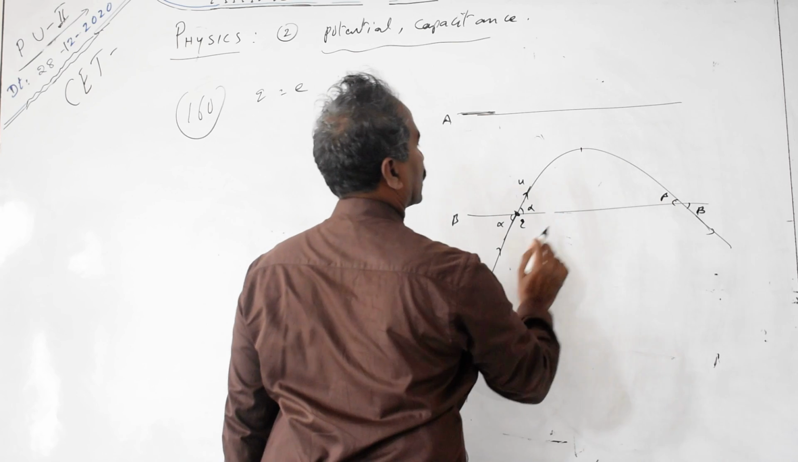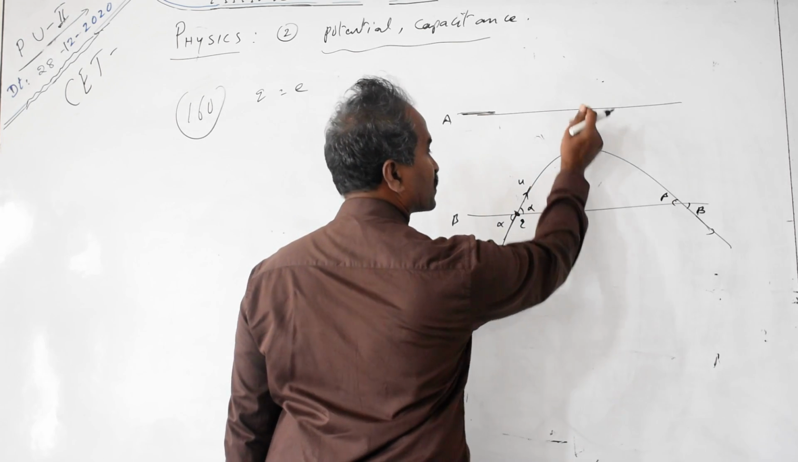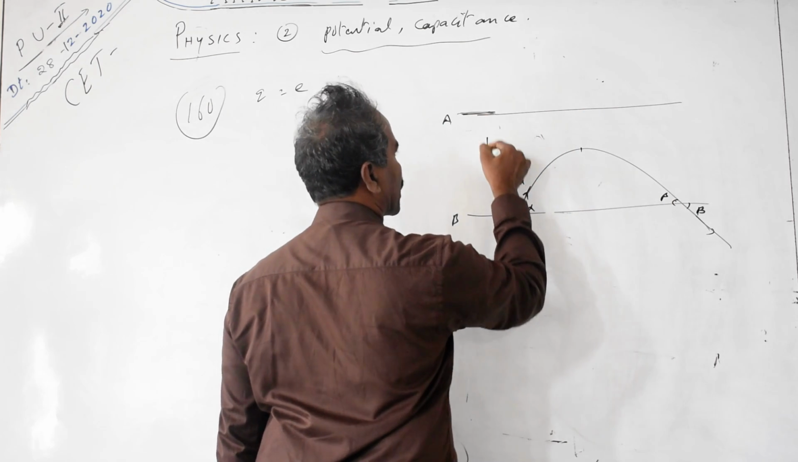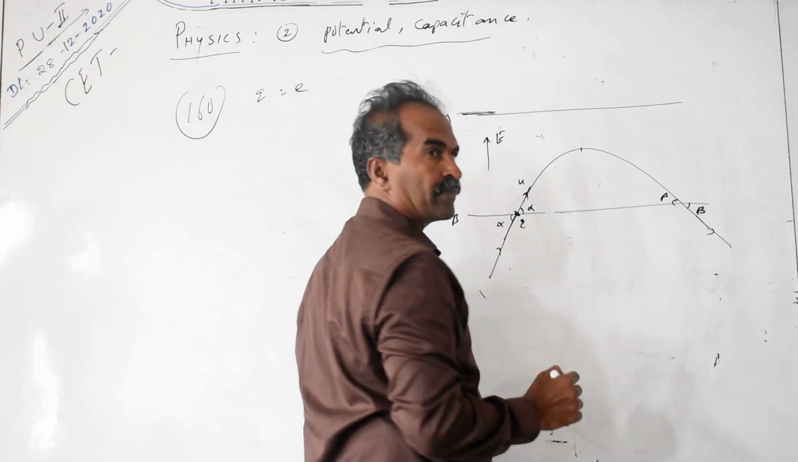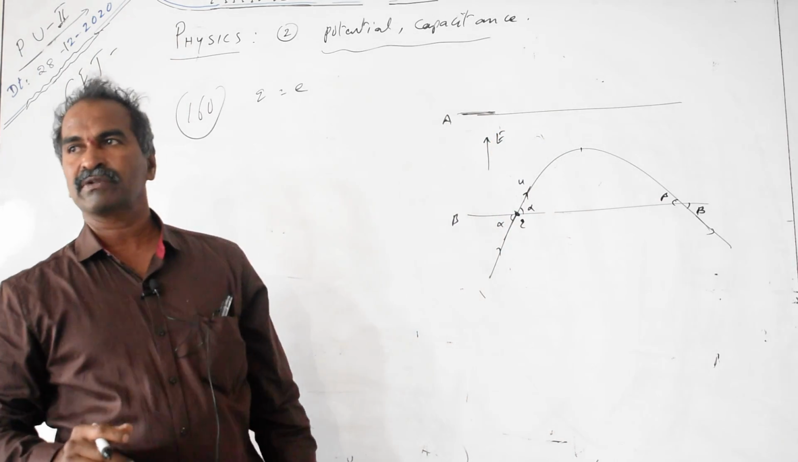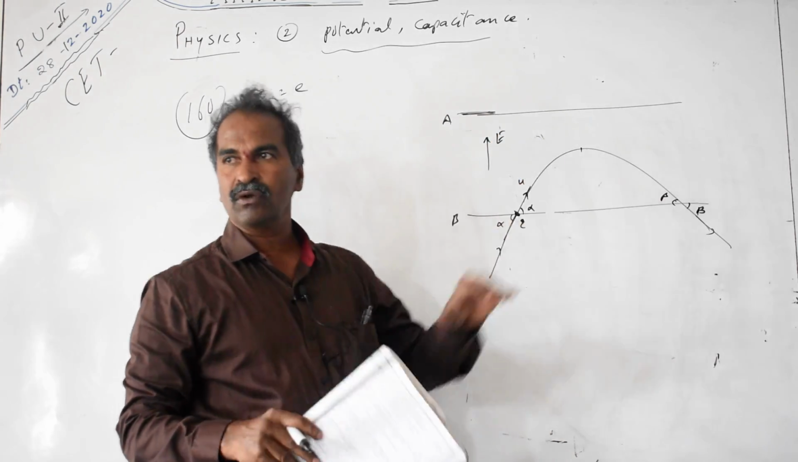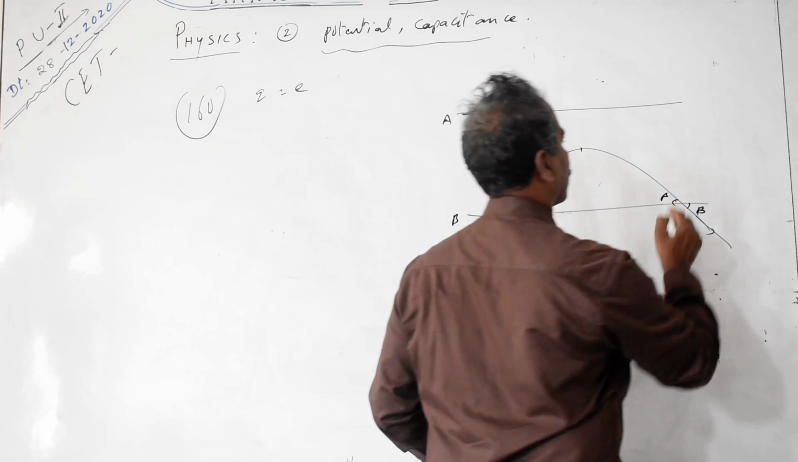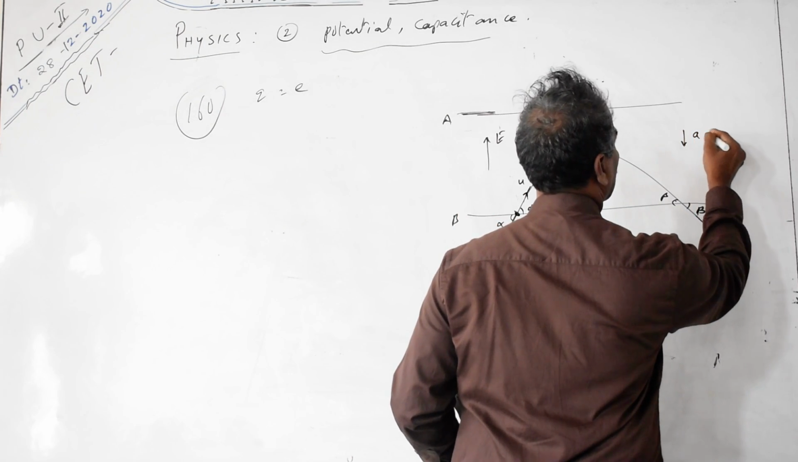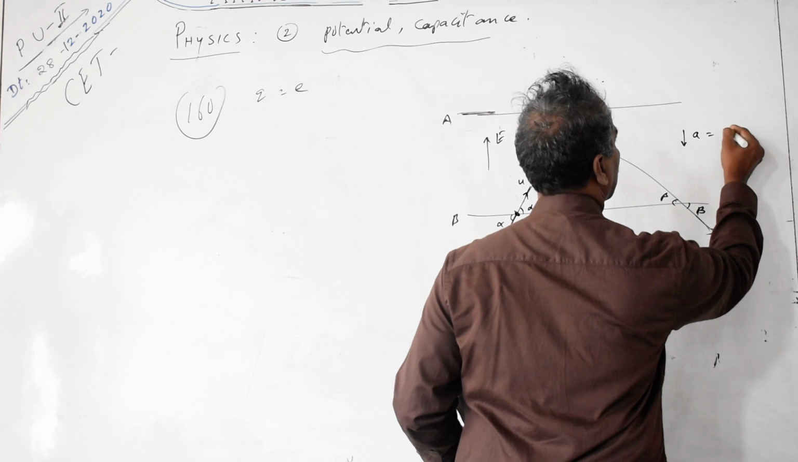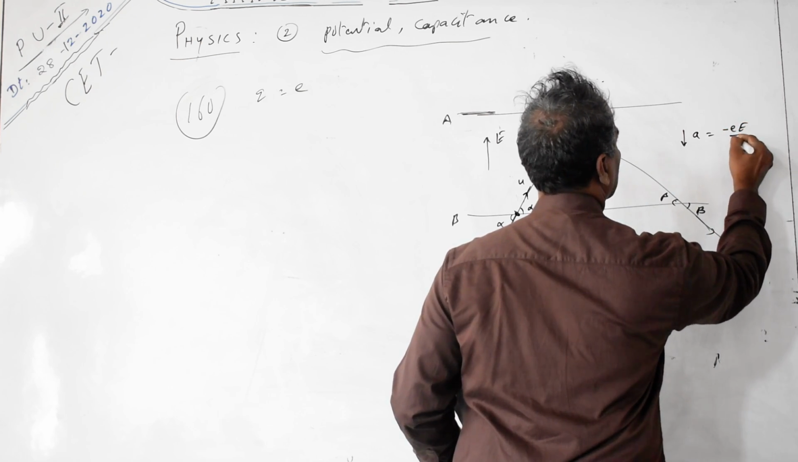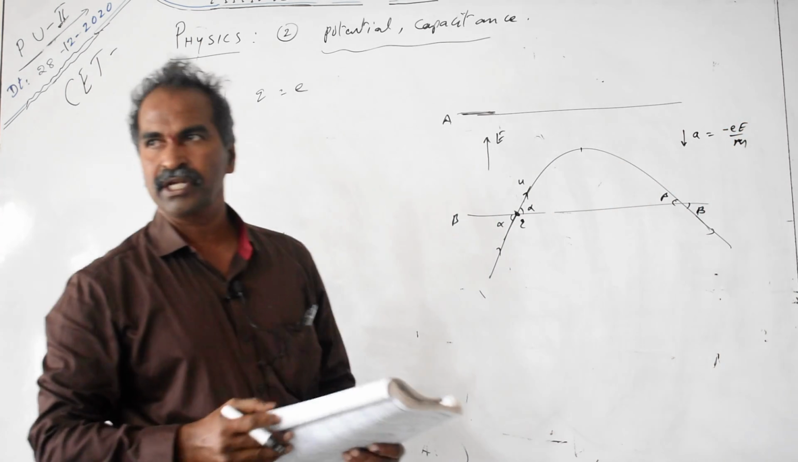Here the charge is entering like this, but it is pulled downwards. The electron tries to travel opposite to the electric field. So the force acting is downwards, and it will go downwards. Neglect g here. So the acceleration is like this: a equals qE by m, that is minus eE by m. Minus only indicates the opposite direction, the downward direction.